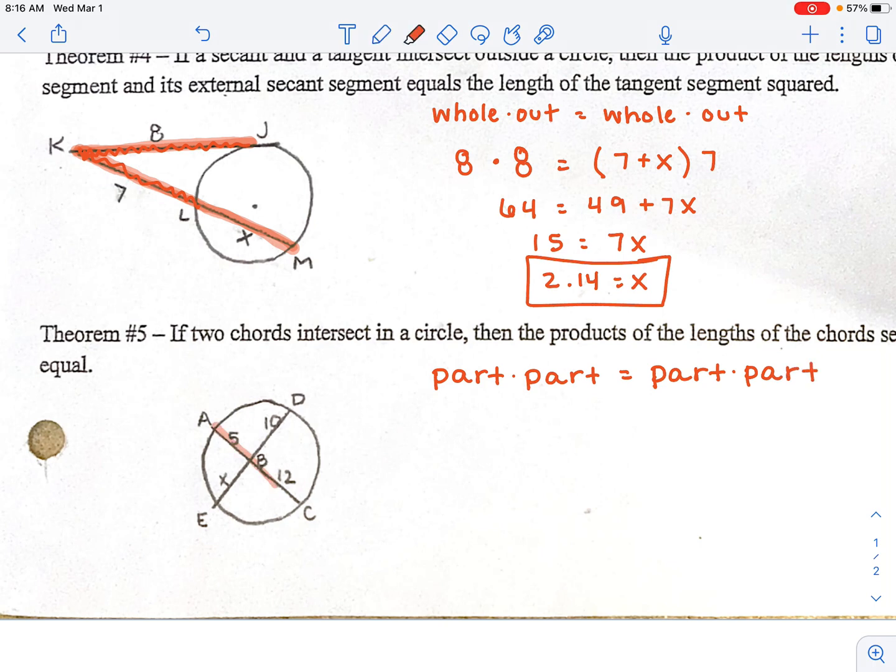So we're going to look at the first chord here. My first chord is from A to C. One part of that chord is this 5. The other part of that chord is 12. My second chord is E to D. One part of that chord is X. The other part of that chord is 10. So now we just have to solve this problem. 5 times 12 is 60. X times 10 is 10x, divided by 10, and I get that x equals 6.